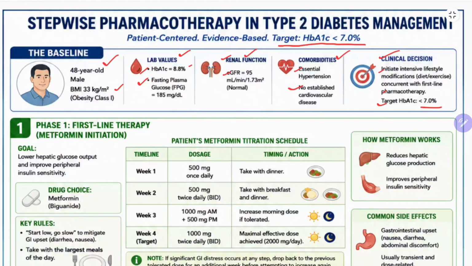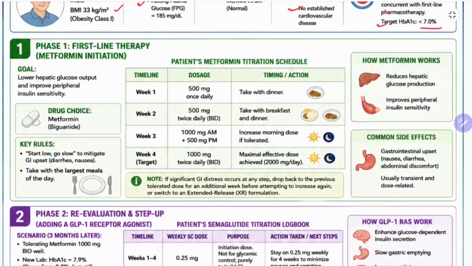Okay, coming to how we will manage first line therapy. You should initiate metformin first. What does metformin do? It will lower hepatic glucose output and improve peripheral insulin sensitivity both. So the drug of choice is metformin. The key rule to remember is start low, go slow.